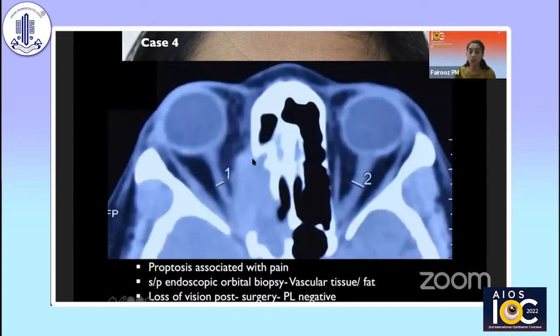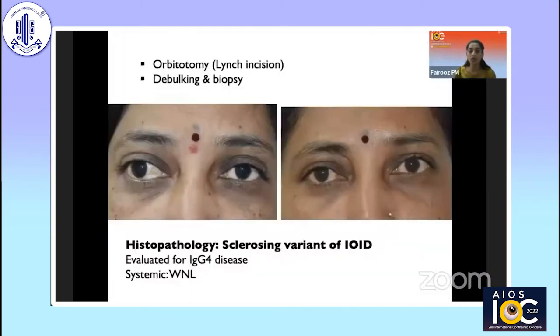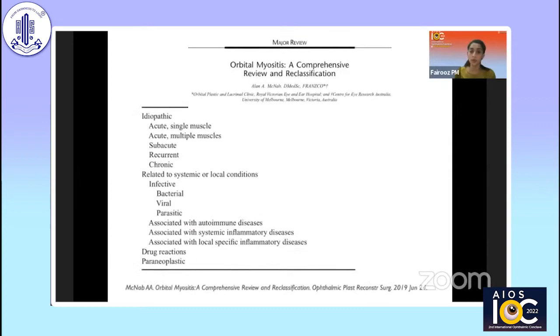The medial rectus was enlarged, with severe thickening of the medial rectus muscle. In fact, there is involvement of the paranasal sinus, but of course an endoscopic surgery has been done in this patient. We went ahead doing a biopsy in this patient, and this came out to be a sclerosing variant of idiopathic orbital inflammatory disease. So biopsy is really, really important in such a situation, because orbital myositis can have different etiologies.